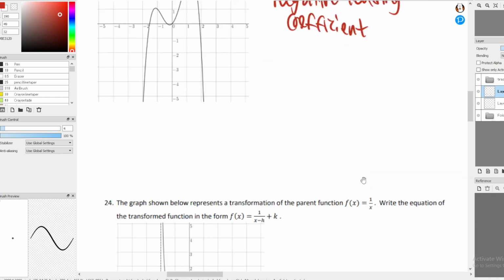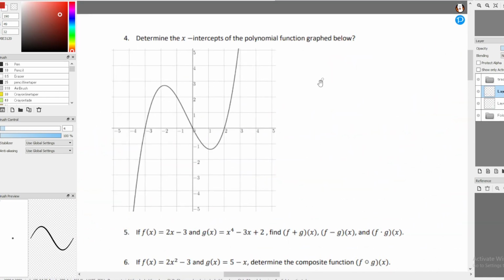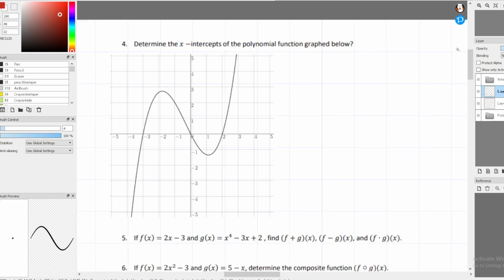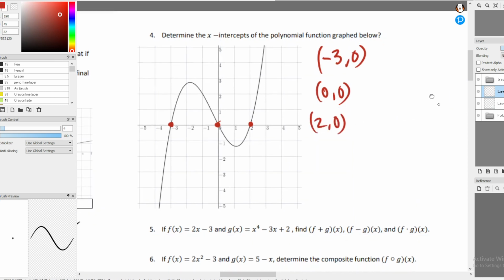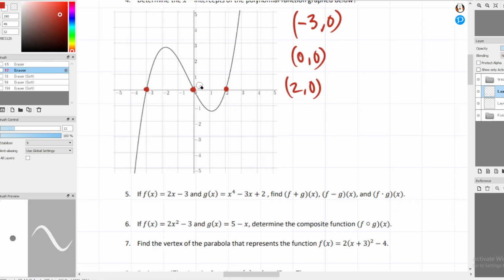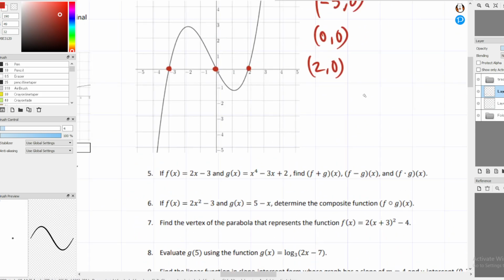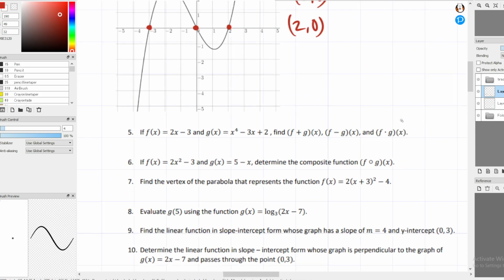Let's move on to number 4. Oops, it's on a new page. Number 4 asks us to determine the x-intercepts of the polynomial function graphed below. This is super simple. We have one here, we have one here, and we have one here, and they typically want them in point format. So we have a negative 3, 0. We also have a 0, 0, and we also have a 2, 0. That's your answer for number 4. Pretty simple, pretty straightforward. It's just wherever it's hitting our x-axis.